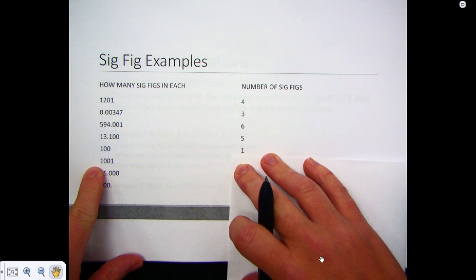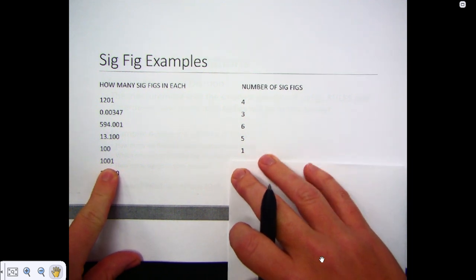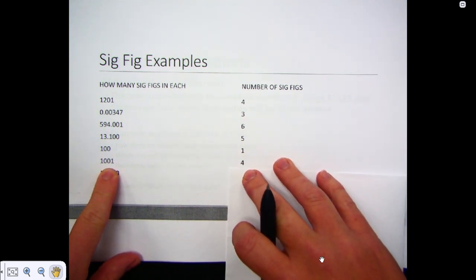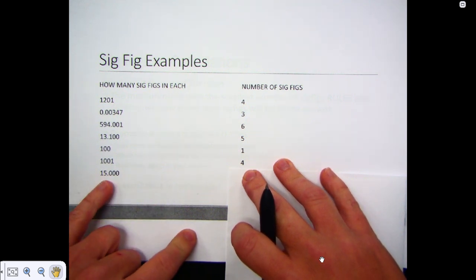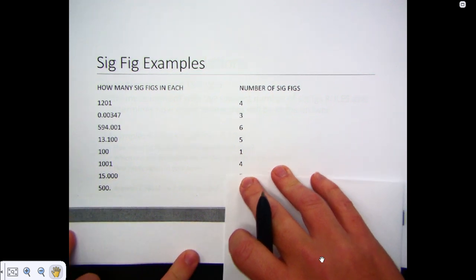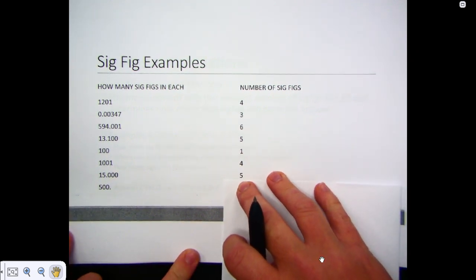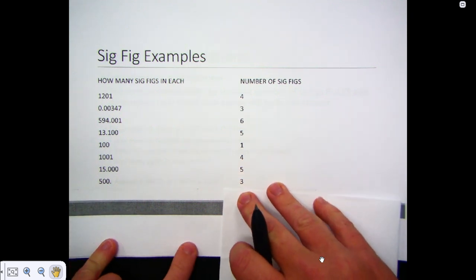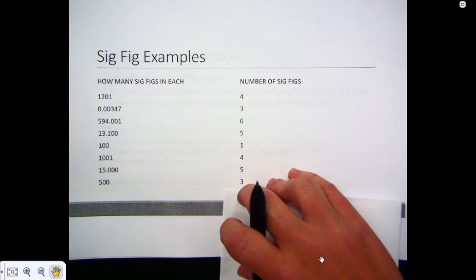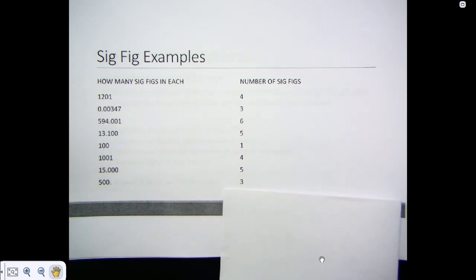1,001, we've got the 1, 2 sandwich zeros, and a 1, so that's going to be 4. 15.000, the decimal makes them significant, so we have 5. And then 500 with the decimal makes those zeros significant, so we have 3. Okay. The first step to any problem is determining the number of significant digits in your measurement. So you need to be able to identify these really quickly. And then once you get good at it, it becomes really, really easy.